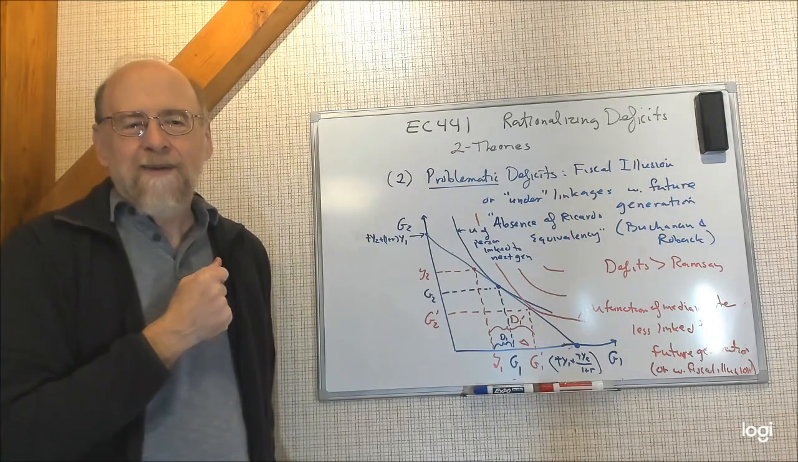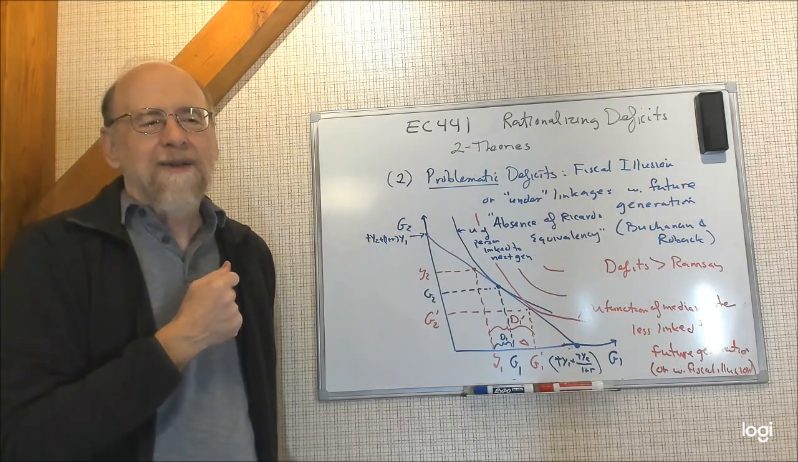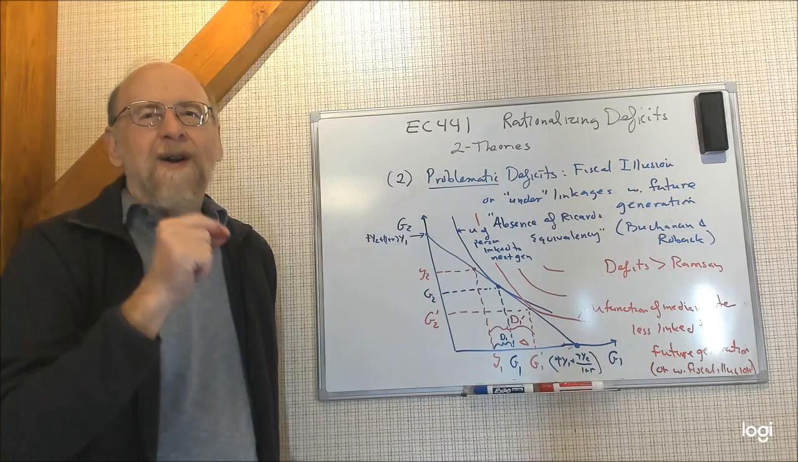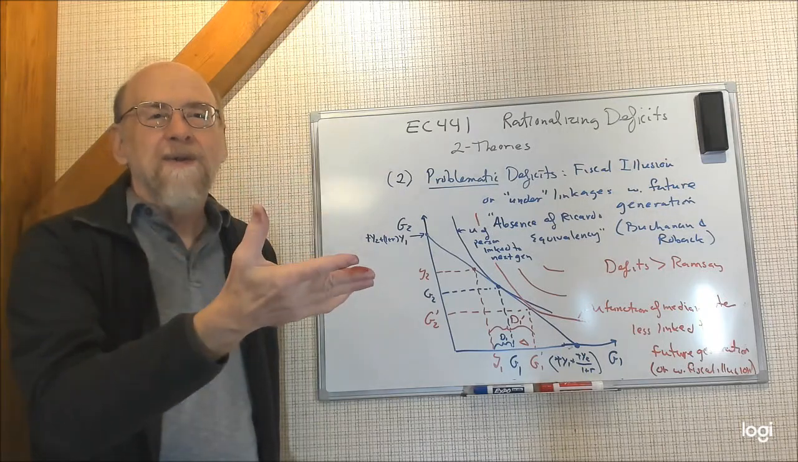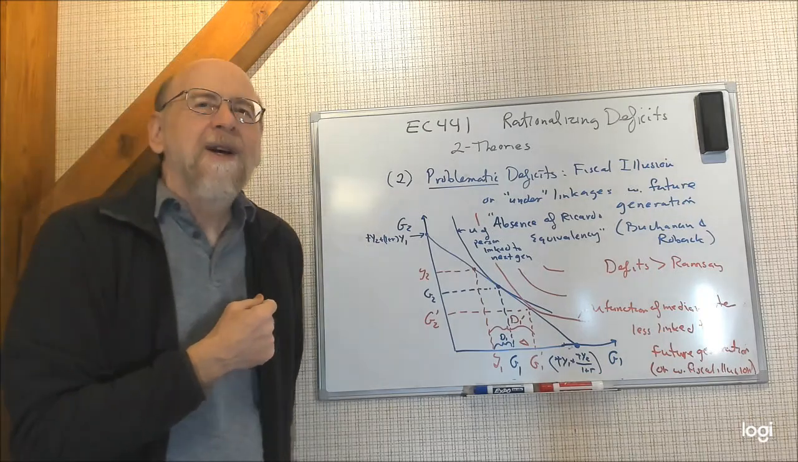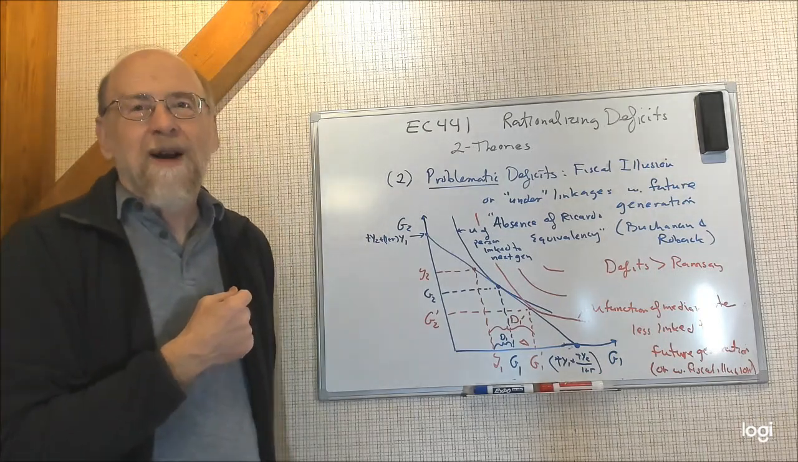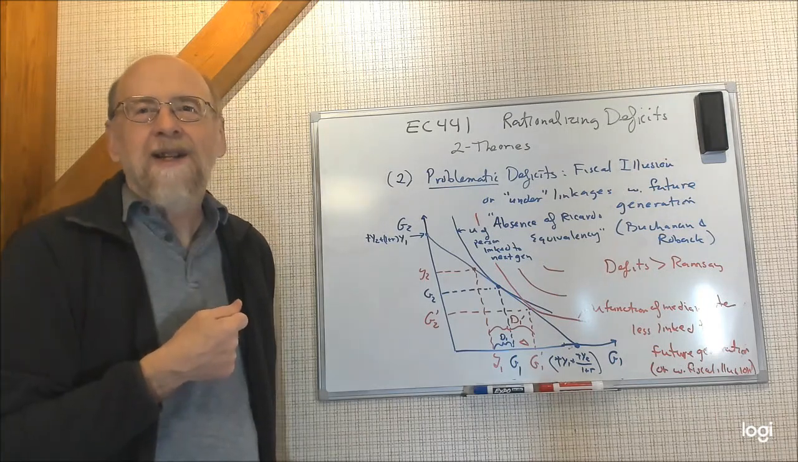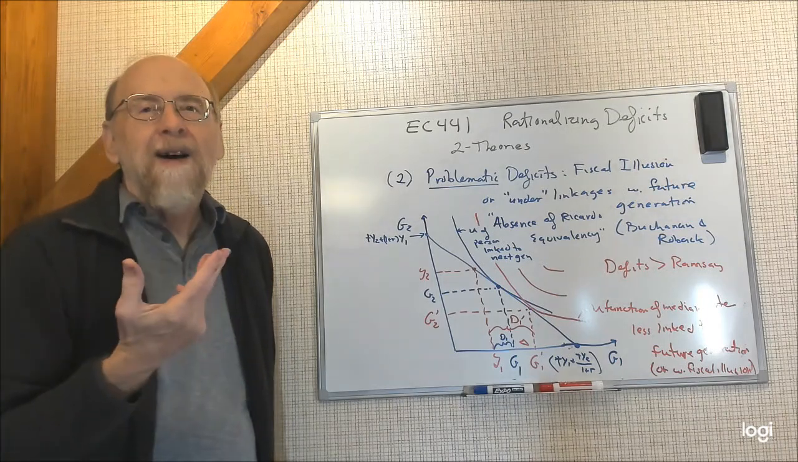So in Barro's model, generations were closely linked to one another, and so parents thought of their own welfare and also their children's welfare more or less interchangeably. So it was as if the current generation would live forever, and they were well aware that they would have to service any debt that they accumulated and eventually pay it off.